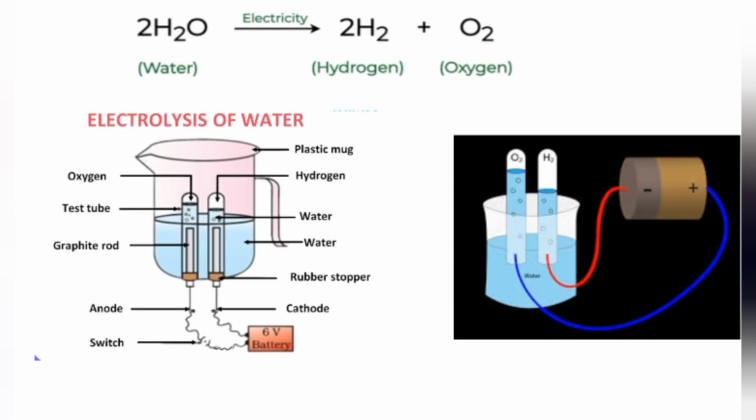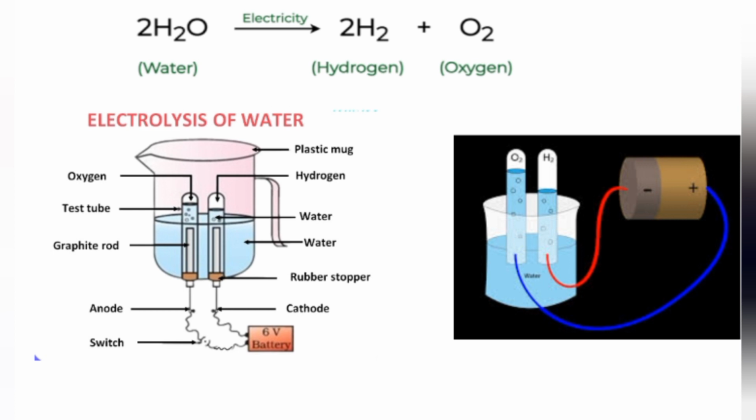Then next is electrolysis of water. Electrolysis of water, you can see, is the separation of hydrogen and oxygen from water. Electrolysis of water means separation of hydrogen and oxygen from water by using electricity. So in this case, you can see the setup here.